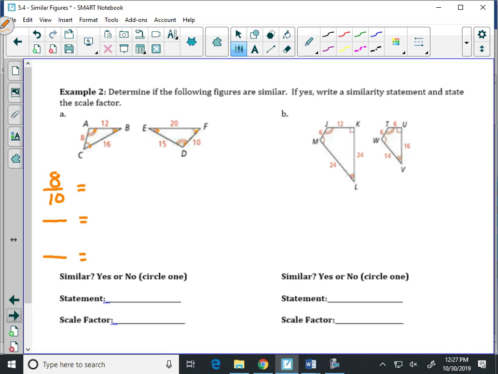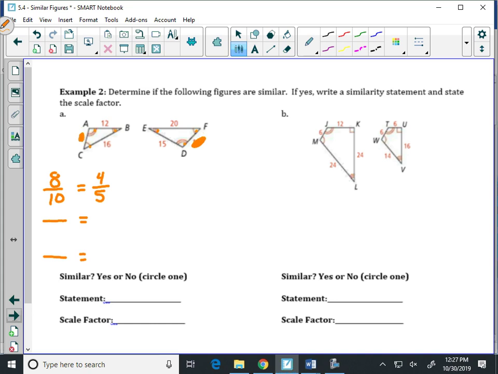It's really important. You have to simplify your fractions. You have to. It's not optional here. You have to do it. What does 8 over 10 simplify down to? 4 over 5. So all my other fractions have to be 4 over 5 in order for these triangles to be similar. So now, what I also like to do is scratch numbers off as I go so I don't get them mixed up. So I already used 8, I already used 10, they're done. I can't use them again.